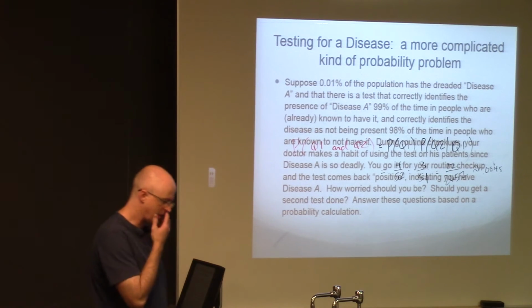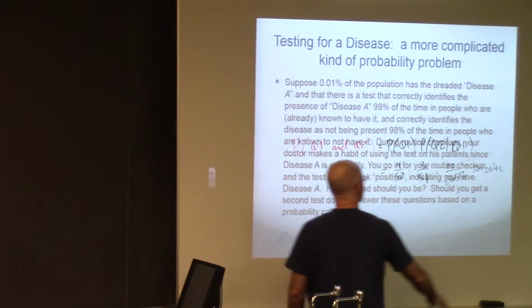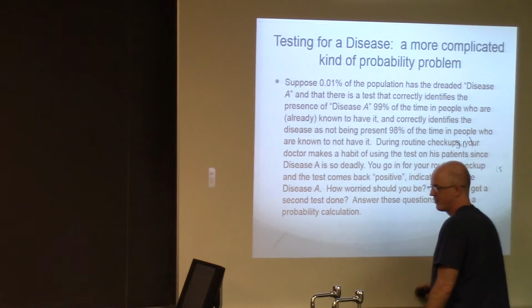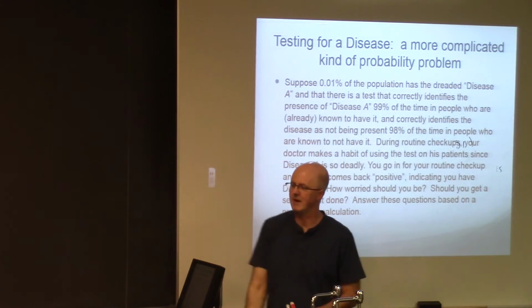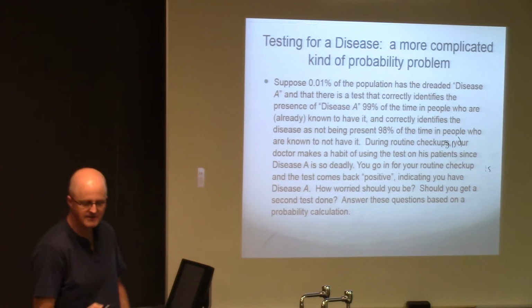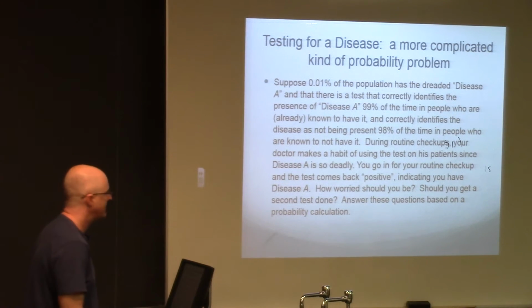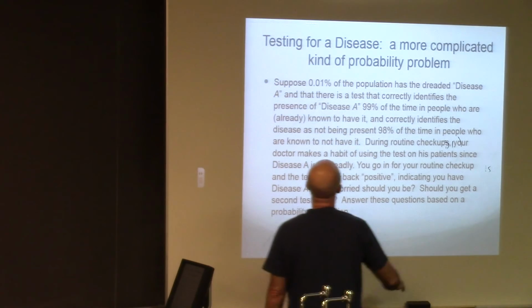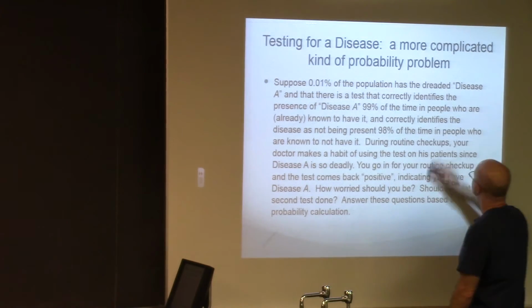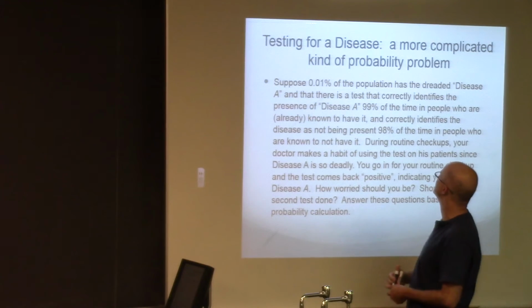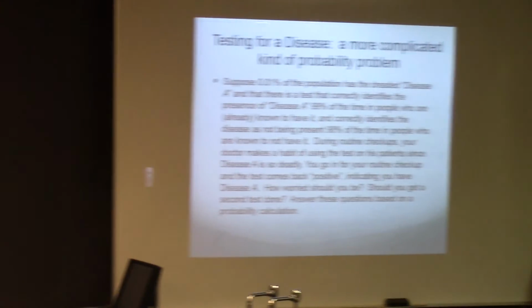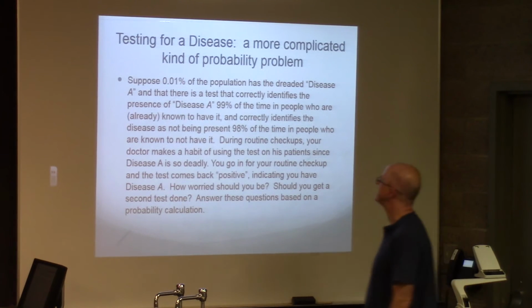All right, here's our harder probability problem. Kind of long. Problem solving, when you see a long problem like this, you want to break it into pieces and write down things you know and things you want to find. Testing for a disease. Suppose 0.01% of the population has the dreaded disease A. I couldn't think of a good name. Disease A.